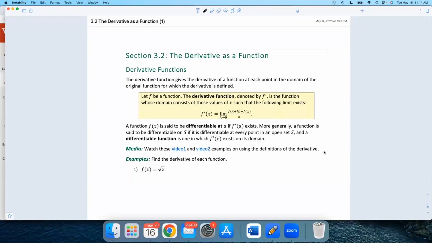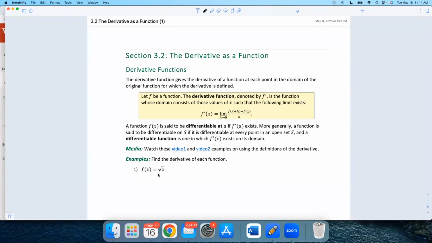Okay, let's talk about the derivative as a function. Before, we looked at finding the derivative of a function at a particular value. Now we're going to do this in general. Somebody's going to hand us a function, say f of x is x squared, and we're going to derive a brand new function that spits out slopes of tangent lines to the original function. And that's called the derivative.